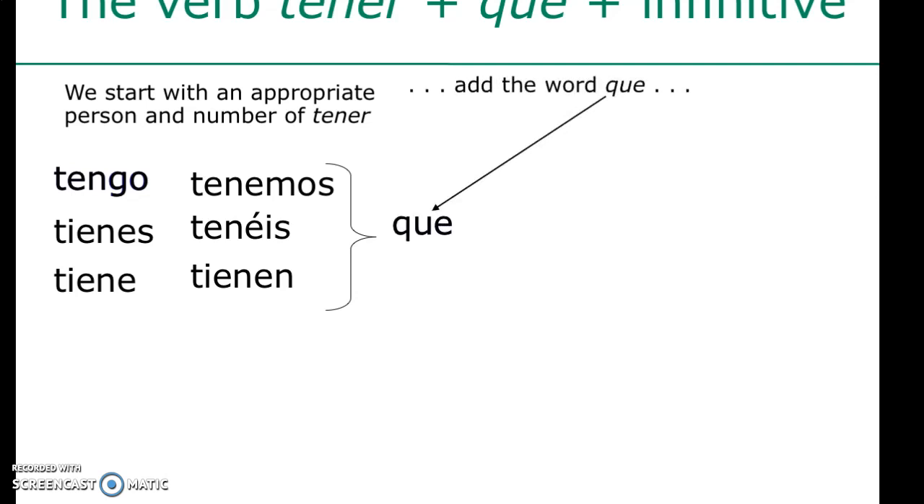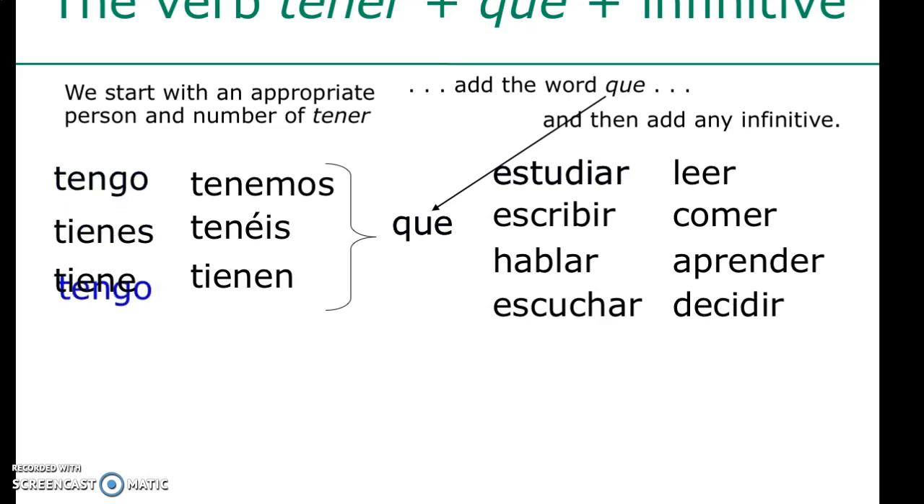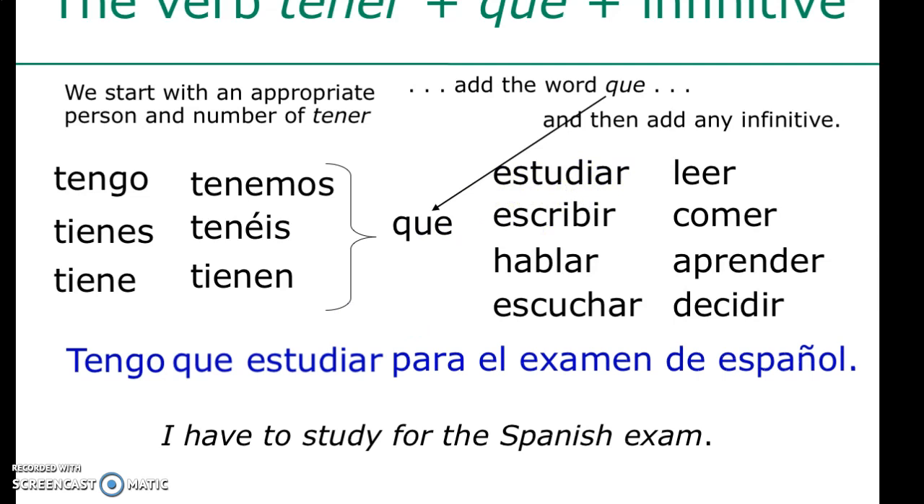We're going to use the word que. You've got to have your que. And then you are going to use whatever infinitive you need. So I might say, yo tengo que estudiar, right? I have to study. Tengo que estudiar para el examen de español. I have to study for the Spanish exam, right?